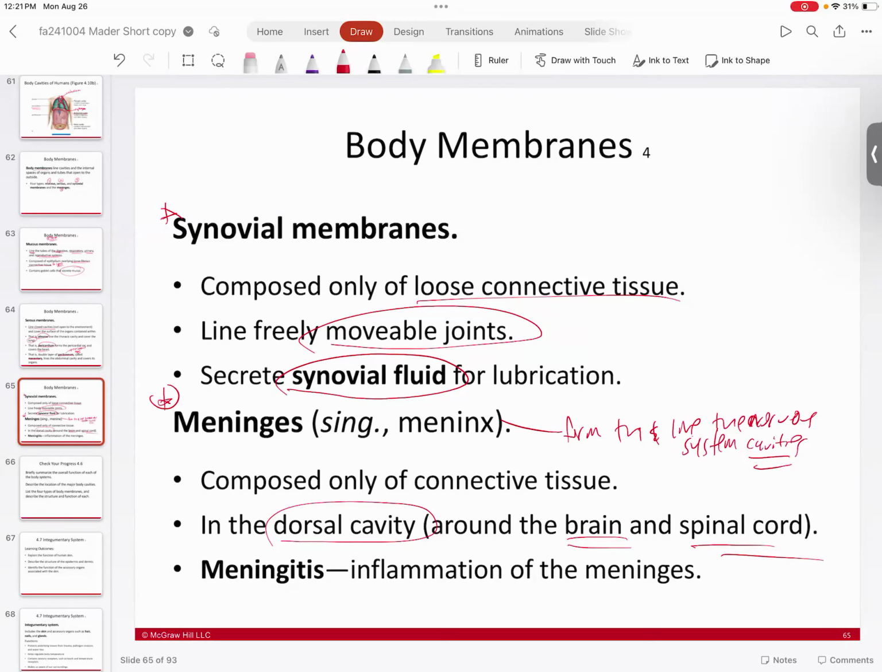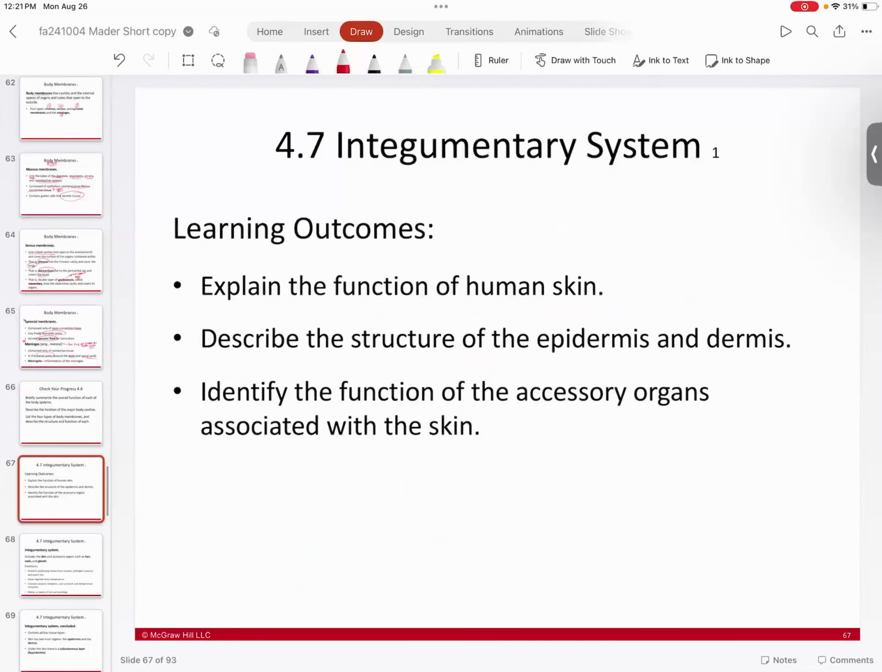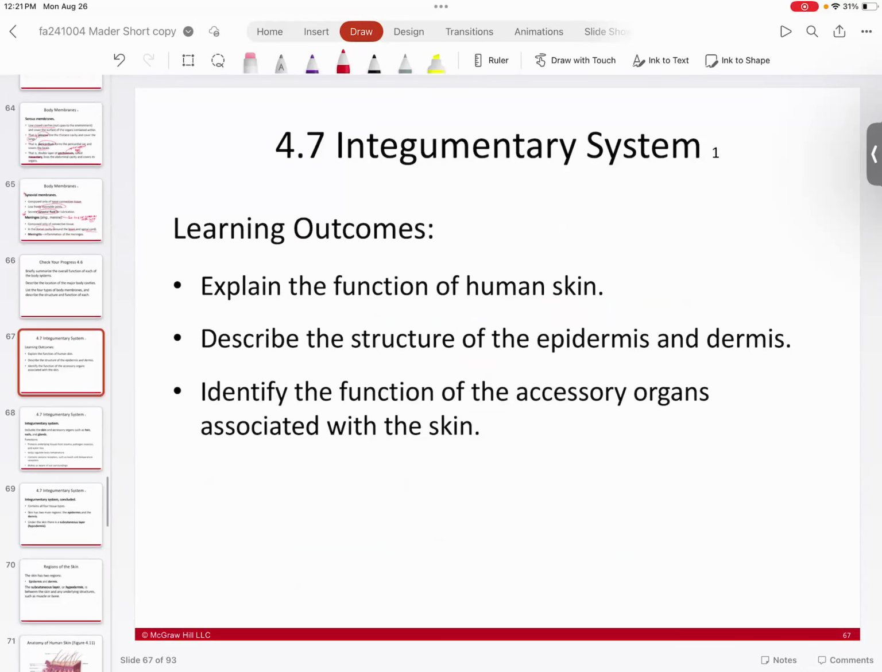And if you get an inflammation of these liners, that becomes meningitis. Okay. And so now let's go ahead and take a look at the integument system. So the integument basically is the first of the systems. It's essentially human skin plus other stuff.